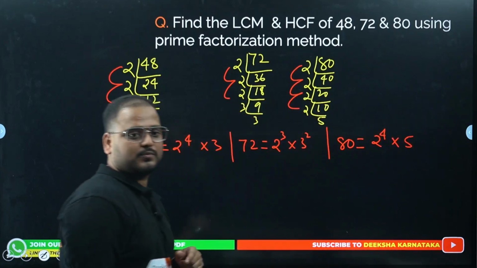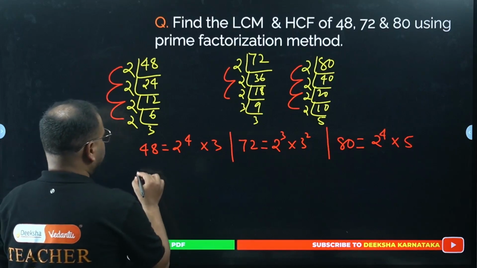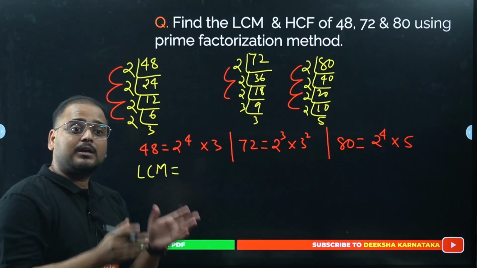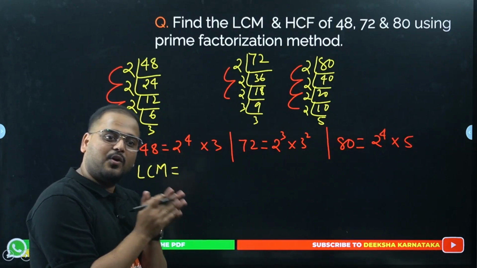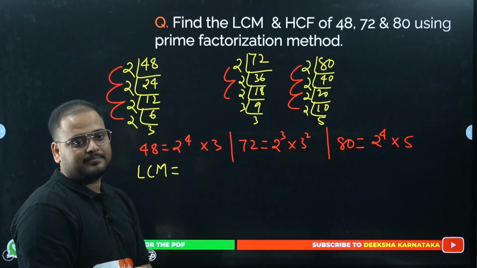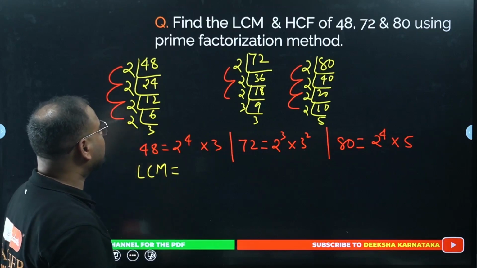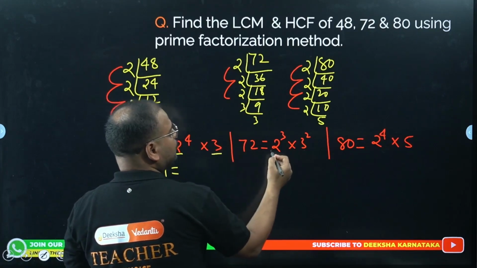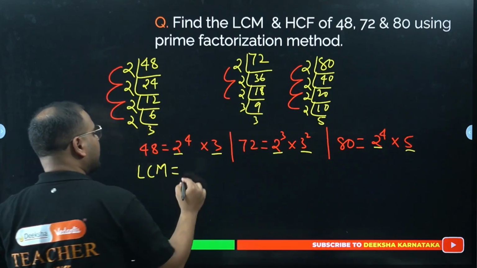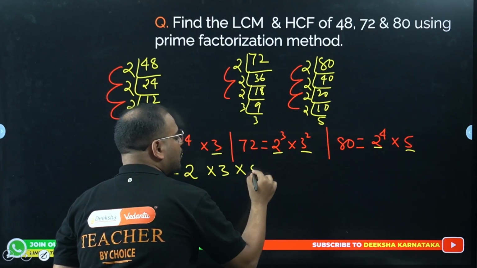Now we will use that approach. Keep the powers of the indices. Let's begin. First we'll do LCM only. What is LCM? Take all the factors, not common only. All the factors with the highest power. But we have to take each factor only once. So what are the factors here? 2 is there, 3 is there, and 5 is there. How many times will we take 2? Only 1 time, 3 also only 1 time, and 5 also only 1 time.